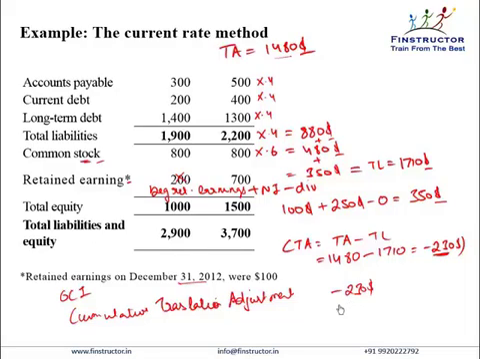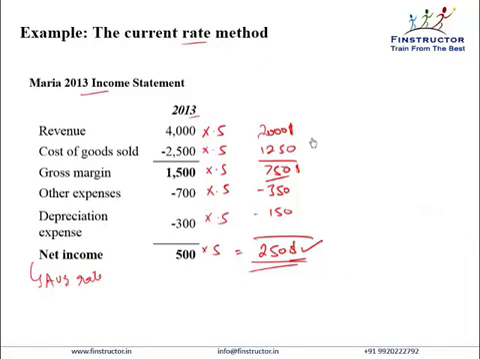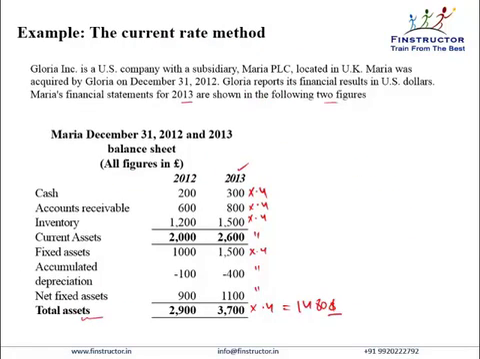Please remember, the cumulative translation adjustment comes on the balance sheet. Translation adjustment does not come on the income statement in the current rate method. So we translated the income statement, net income of $250. We then translated the asset side of the balance sheet. That was pretty simple. Multiply all entries by 0.4, which will give us total assets of $1,480.